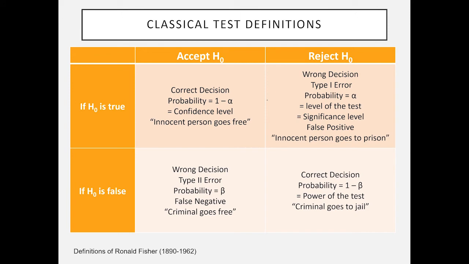I want to finish with this chart, which really illustrates this well. You can imagine the situation up here: we accept the null hypothesis, and the null hypothesis is true. That means we're making a correct decision. The chance of doing that is 1 minus alpha, that's the confidence level, and in effect, it means the innocent person goes free. Look down here at the bottom. This is another correct decision. This is where the null hypothesis is false, the person is not innocent, and we reject the null hypothesis correctly. So in effect, we send the criminal to jail. The chance of doing this is 1 minus beta.